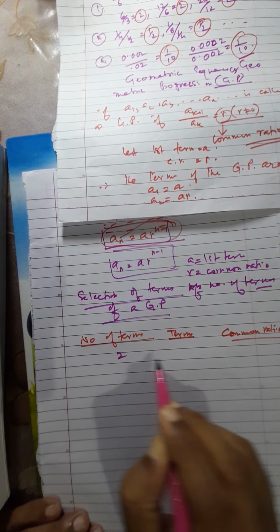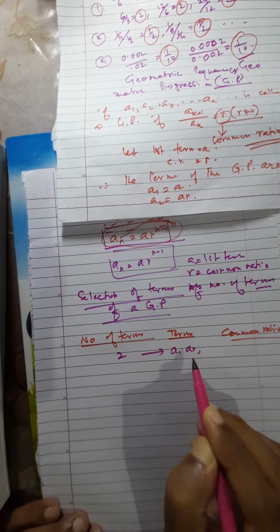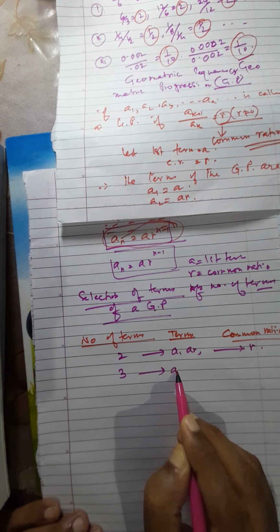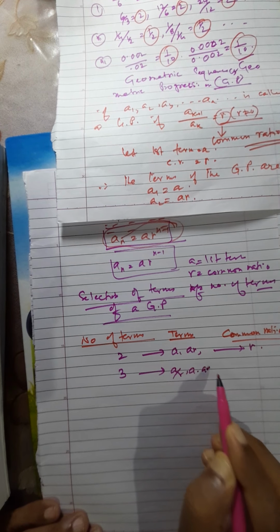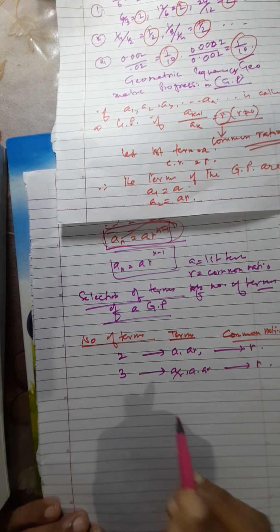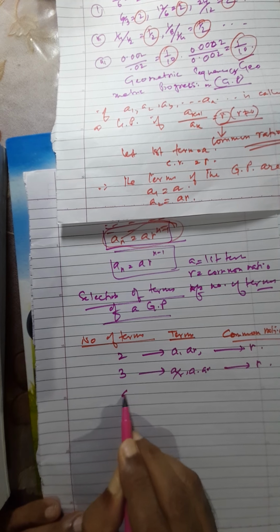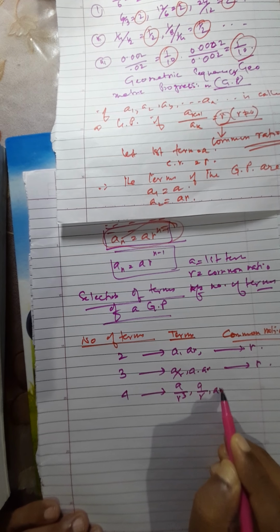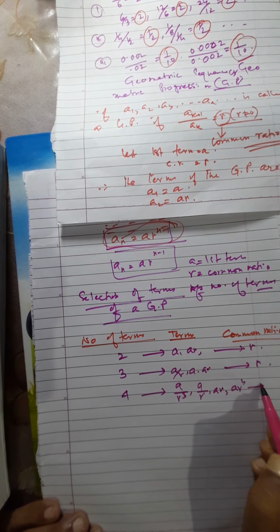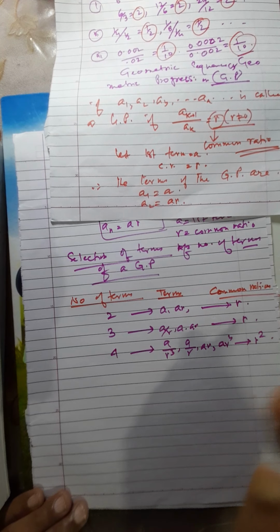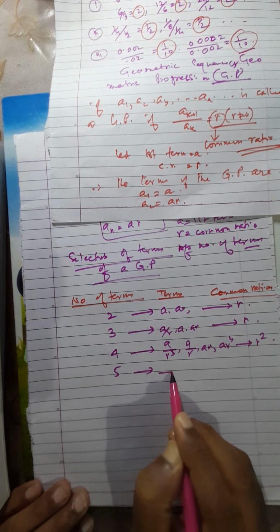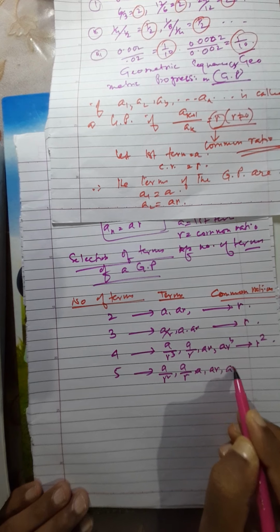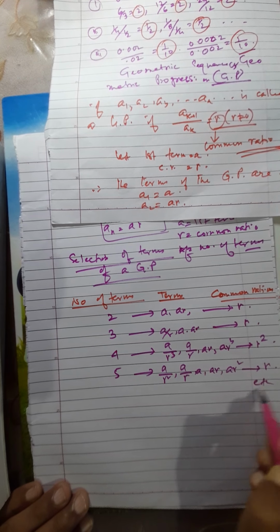If two terms, then a/r, ar, common ratio is r squared. Three terms, a by r, a, ar, common ratio is r. Four terms, then a by r cube, a by r, ar, ar cube, common ratio is r square. Five terms, a by r square, a by r, a, ar, ar square, common ratio is r, etc. In this way you have to assume.